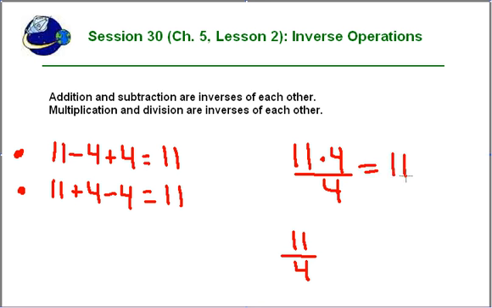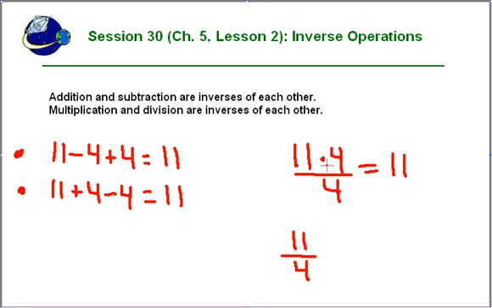So we can see here by this one example that division is the inverse of multiplication. And the reason why is after we multiplied by a particular number, in this case 4, we can turn right around and take that and divide it by 4 and get us right back to where we started with.